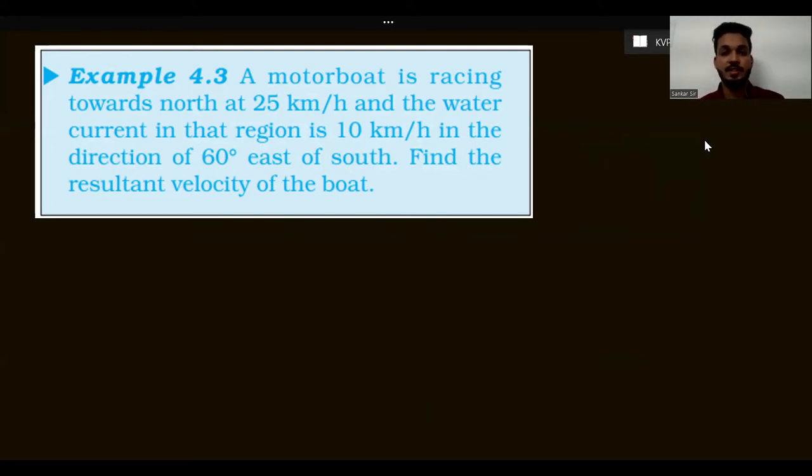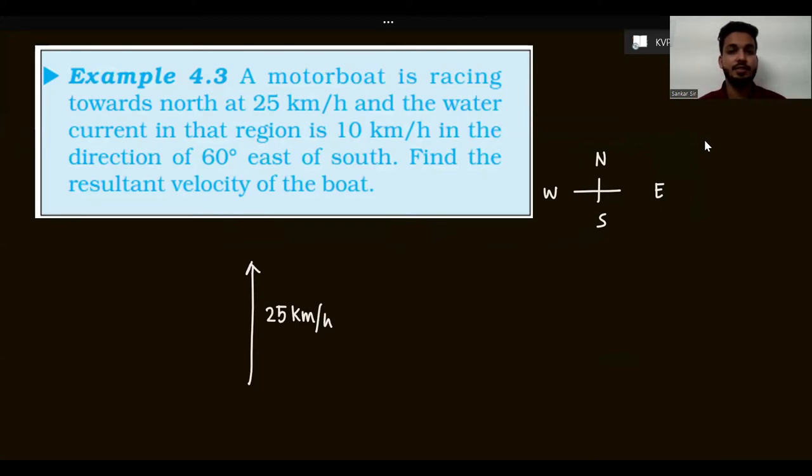Okay, so let us understand this. Let us make a diagram. So north, I will usually point upwards. For me, generally, this is the convention I use: north, upwards, east, west, and this is south. This is what I usually follow. Based on this, the motorboat was going towards north with 25 kilometers per hour. So I have 25 kilometers per hour pointing upwards.